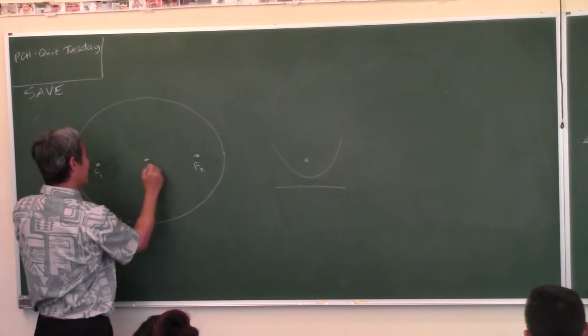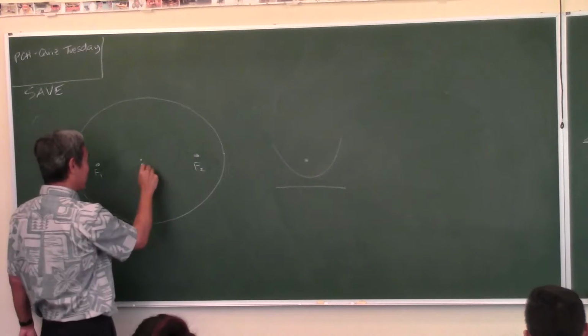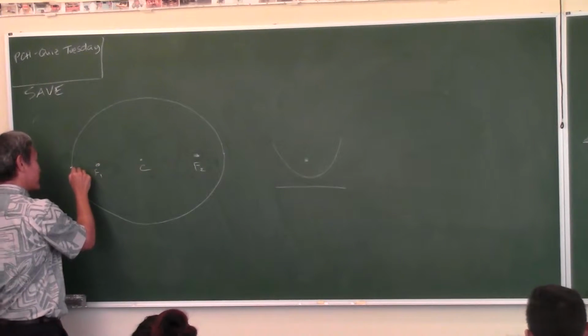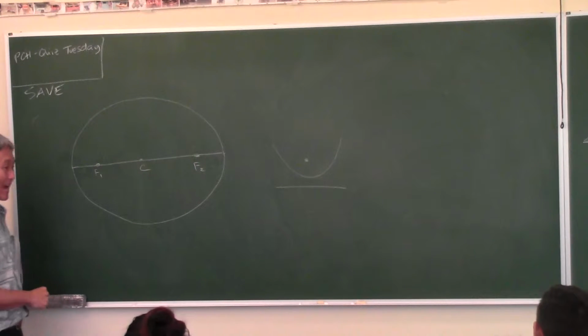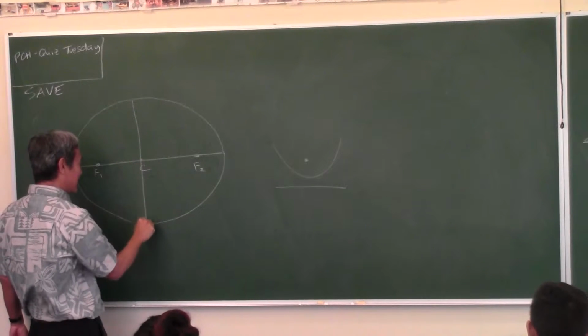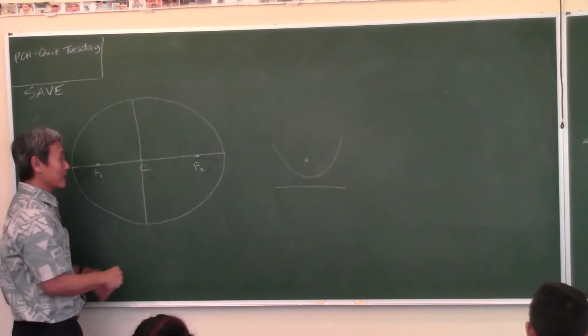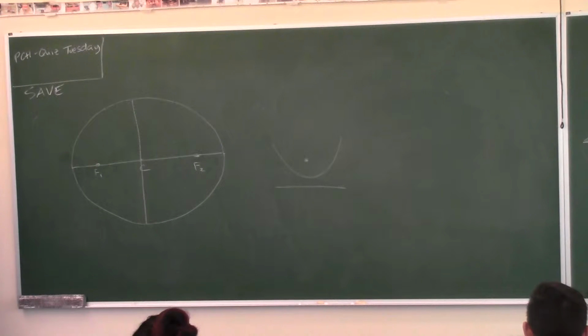Halfway between the 2 foci is called the center of the ellipse. Now, if I draw a segment that goes like this, that's called the major axis. And if I draw a segment like this, that one is called the minor axis. See how the major axis is bigger than the minor axis? That's why they call it major and minor.